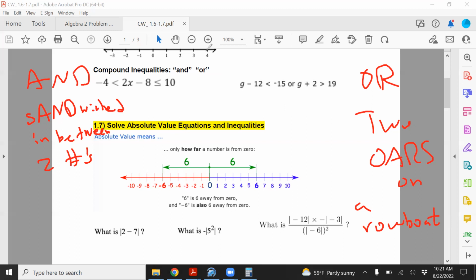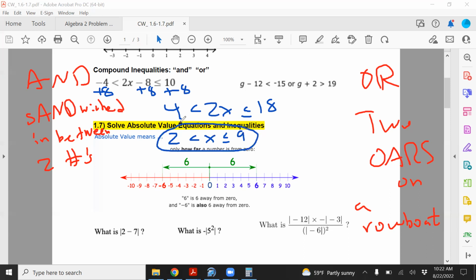So let's solve the first one. If I solve the first one, I need to get x by itself in the middle, right? So what should I do to help me get x by itself in the middle? Yeah, I'd add 8 to everything. Everything. 100%. Everything. It's got to be fair treatment. Whatever you do to one thing, everything's got to get it. So then you get this. And then what do I do after that? Divide by 2. So that's your result. See how x is sandwiched in between two numbers?